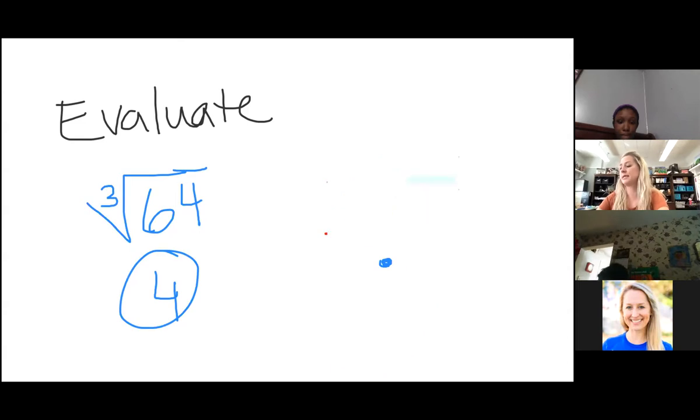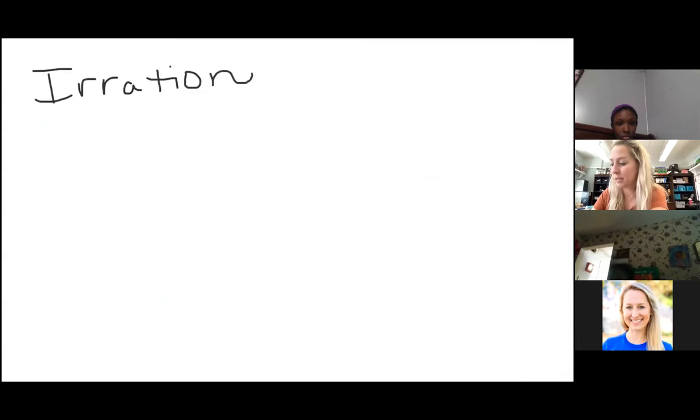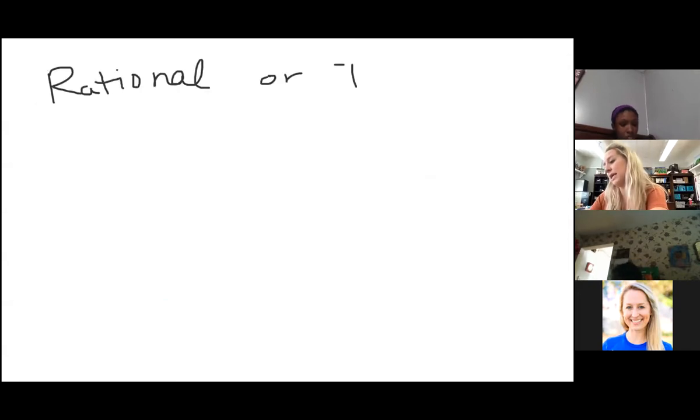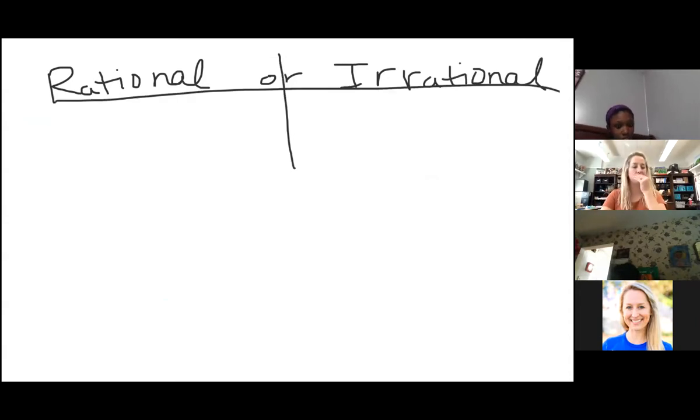Now we're going to do a little sorting. I'm going to write a number down, and I want you to tell me, is it rational or irrational? I want to start off with rational, because most of the numbers are usually rational. Rational or irrational? It'd be good if I could spell.